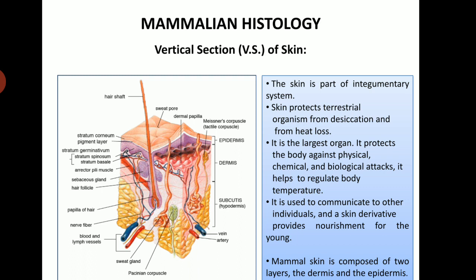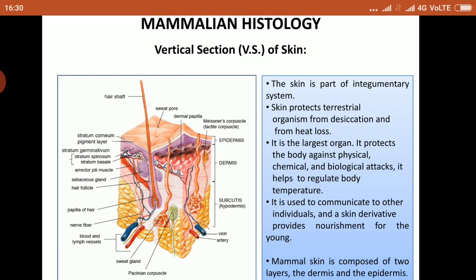So with that you can observe how cells are situated or located at a particular place and what their functions are. So you are going to study the internal structure of any organ or system. Basically today we are going to start with the vertical section of skin.